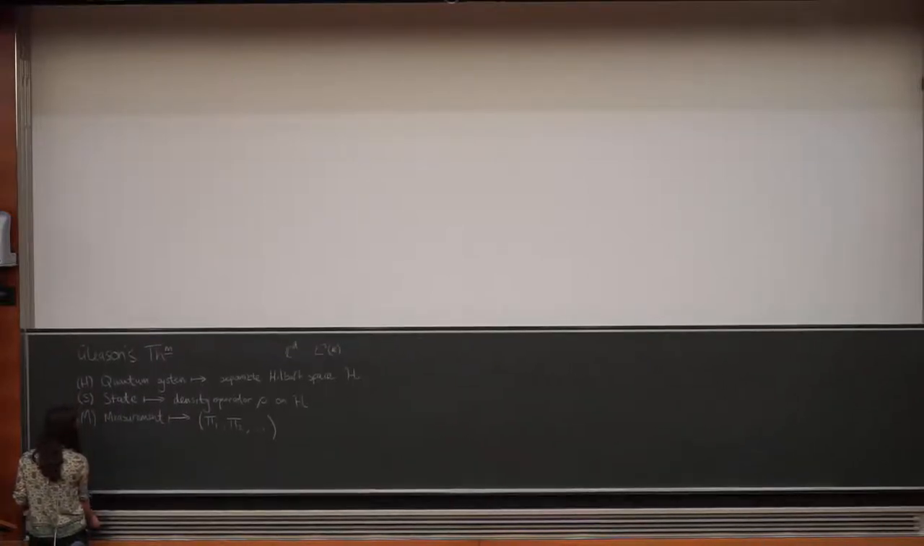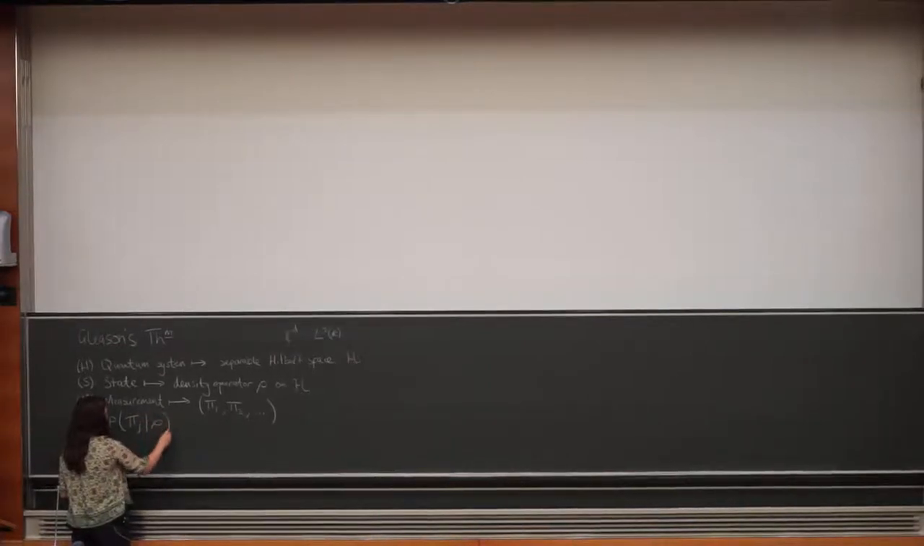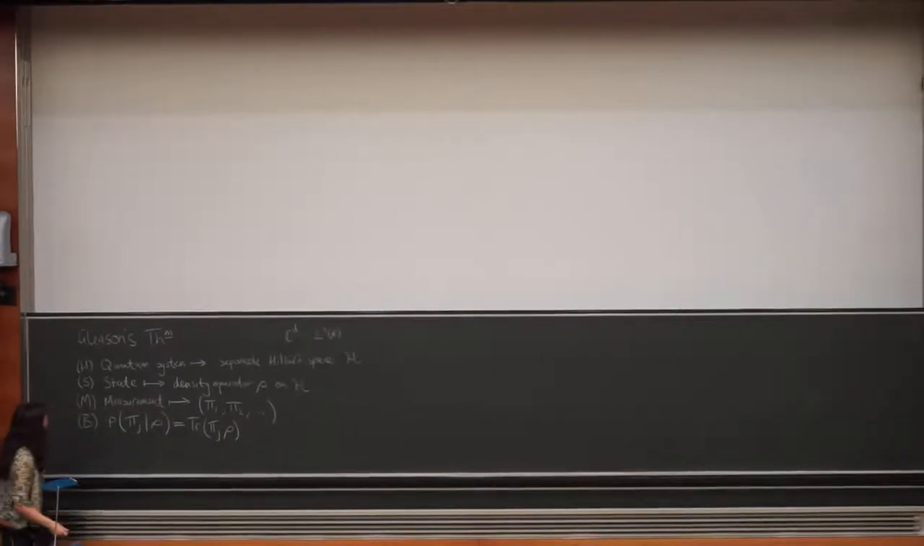Okay, and then the final one I'm going to write down for you. I'm going to call B for the Born rule. And I'm just going to summarize this as: the probability that you see the outcome associated with pi j, given that your system is in state rho, is given by the trace of pi j rho, for the Born rule. And then there are some more postulates that talk about dynamics and composition of systems, but those aren't really relevant for what we're doing today, so I'll just put dot, dot, dot.